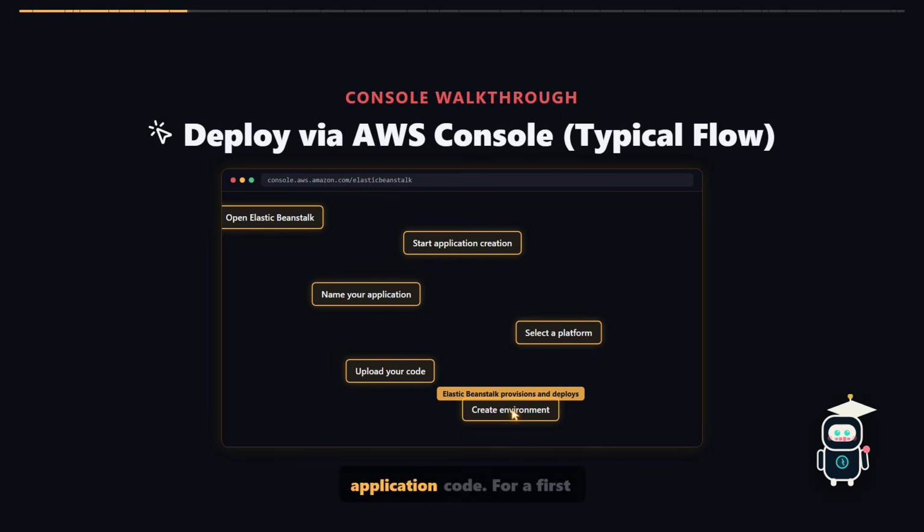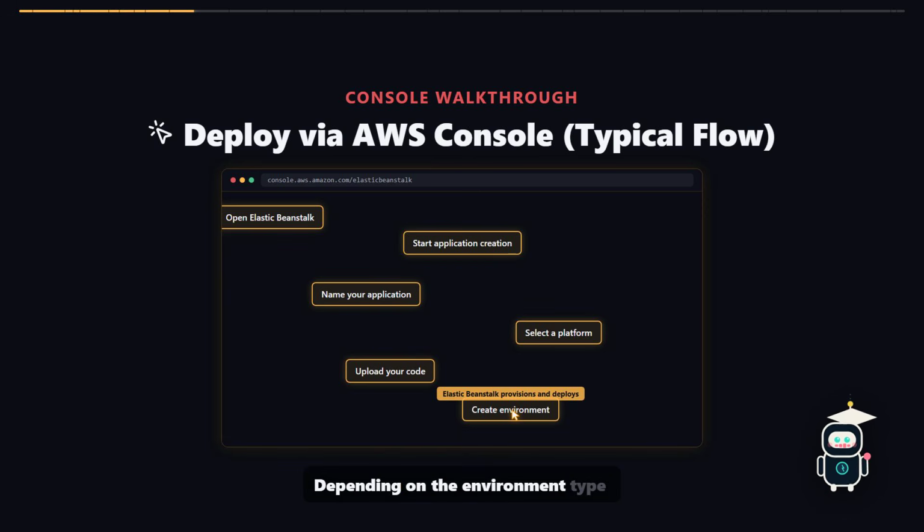Next, provide the application code. For a first lab, you can use AWS sample code if the console offers it, or upload your own valid source bundle. Then review the environment configuration. This is where you start seeing what Elastic Beanstalk actually manages.